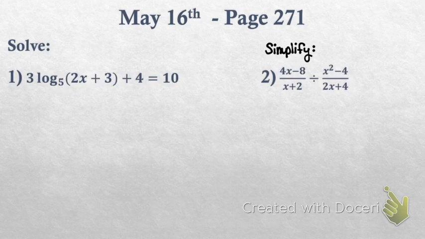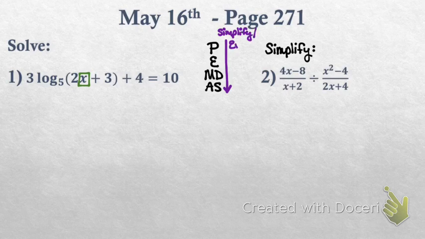X. So when it says solve, we want to know what's the value of x that would make this a true statement. I need to use order of operations if I'm going to do this, so that I execute things in the proper order. When we are trying to evaluate or simplify, we're going to go this direction. When we are trying to solve, we're going to go this direction.